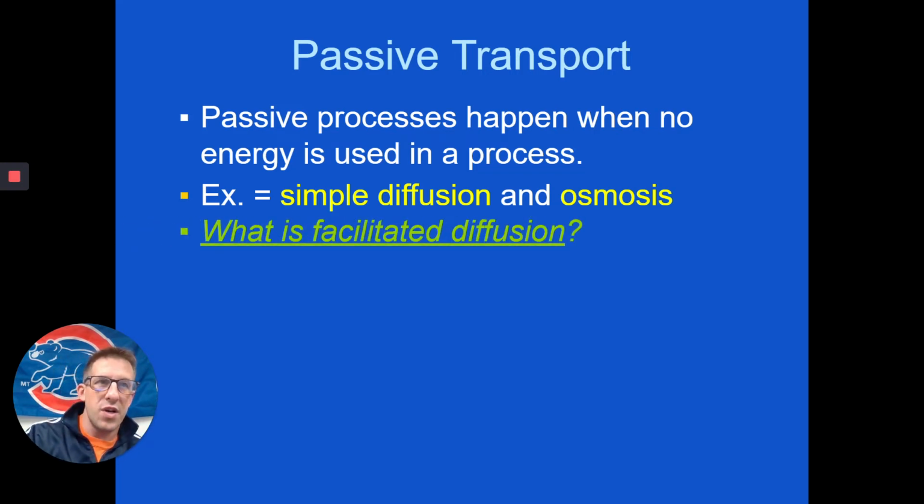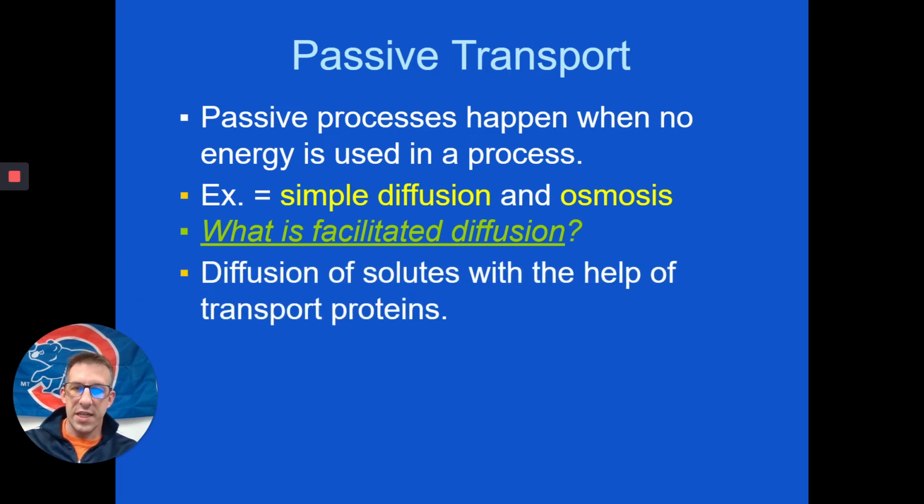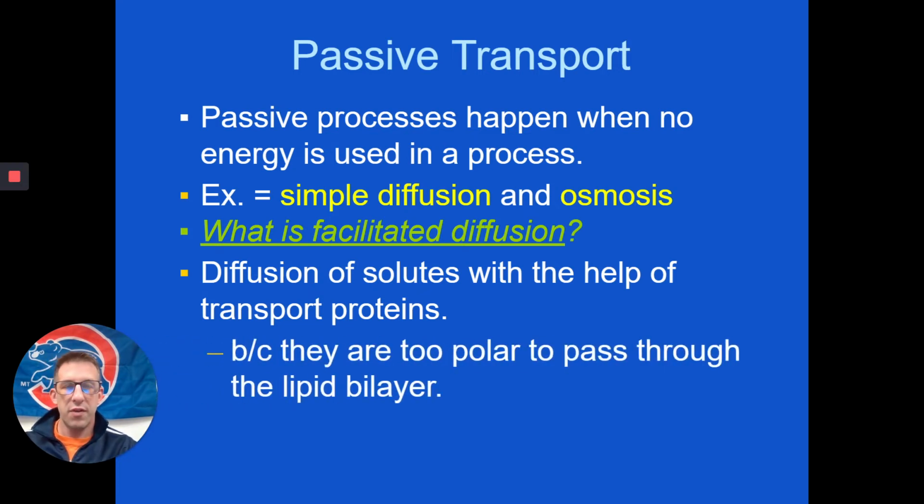Now, there is also a process known as facilitated diffusion, okay, which is distinctly different from simple diffusion, okay? Facilitated diffusion is the diffusion of solutes with the help of transport proteins. And if you remember what transport proteins are, they are little proteins that are embedded right into the cell membrane, and they allow hydrophilic channels for molecules to pass through. Okay, so the term to facilitate means to help. Okay, so I am facilitating your learning right now. I'm helping your learning, hopefully.